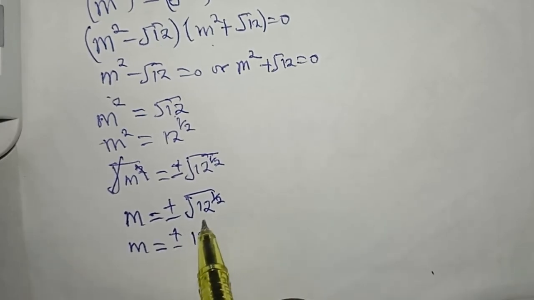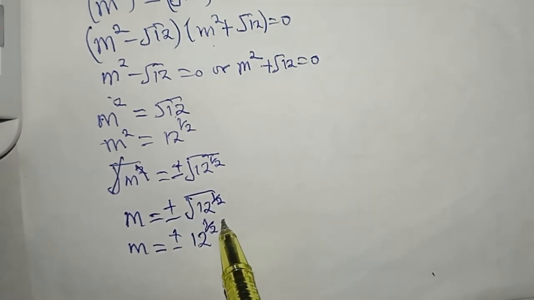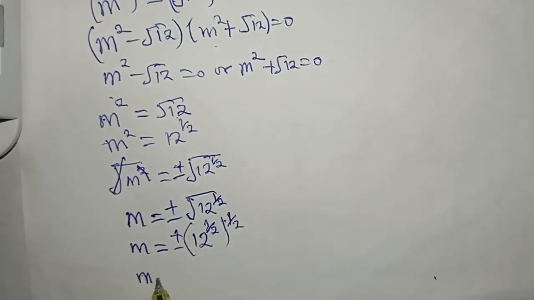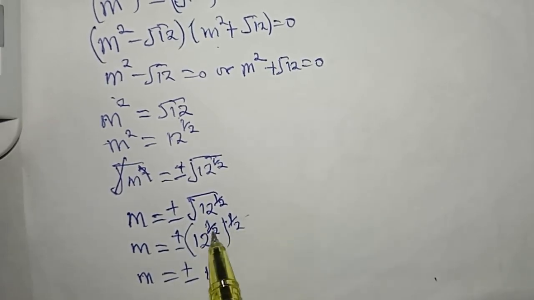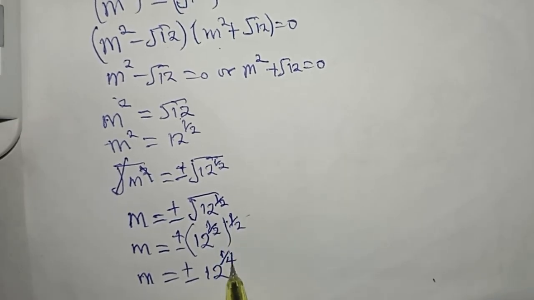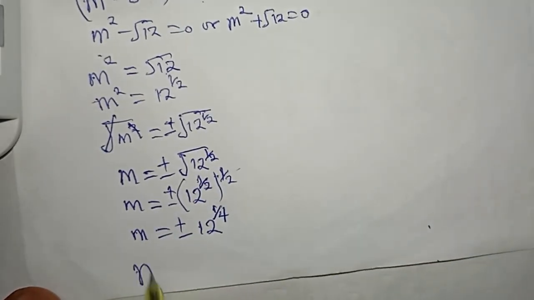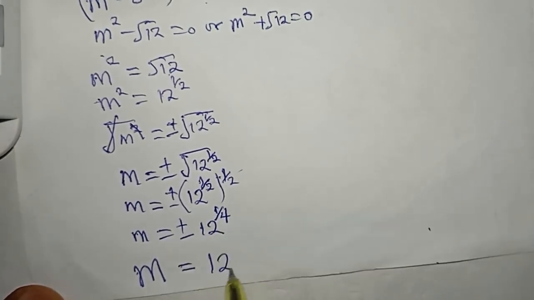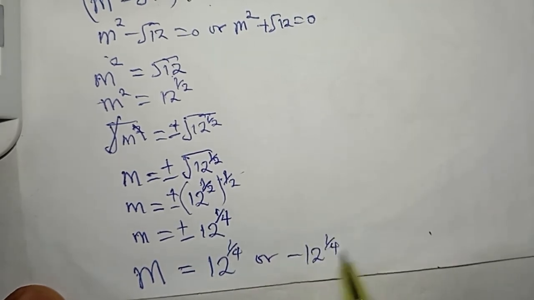This square root I can also write as a power 1 over 2 again, so that finally m now becomes plus or minus 12 power, I can use this 1 over 2 to multiply this, so this will give me 12 power 1 over 4. So we're getting the two values of m from here. m is equal to positive 12 power 1 over 4, or negative 12 power 1 over 4.